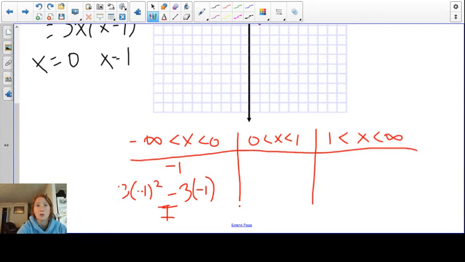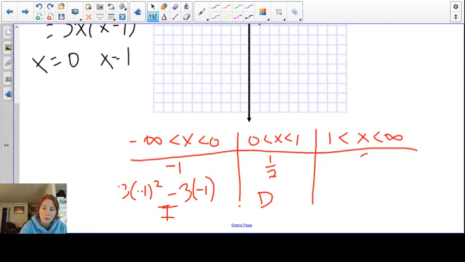Next, I'm going to do my next category. I have between 0 and 1, so I'm going to pick 1/2. When I plug in 1/2, it's going to give me quite a small number. The number is actually going to be negative. Correct? I'm plugging and chugging, right? We're going to get a negative number. When that gives me negative, that means I'm going to have a decreasing function, because again, if we go back to that first slide with the graph.